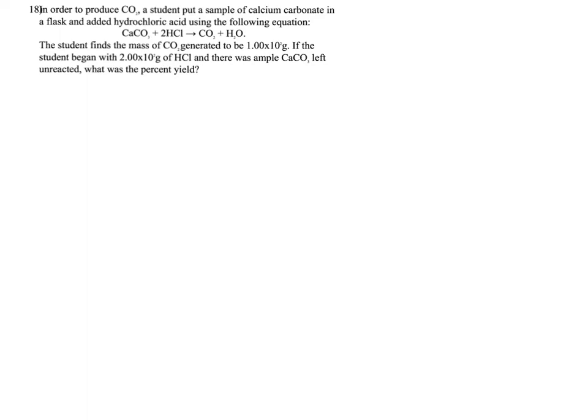Okay, our first percent yield problem, number 18, or sorry, the second percent yield problem. In order to produce carbon dioxide, a student put a sample of calcium carbonate in a flask and added hydrochloric acid using the following equation. CaCO3, calcium carbonate, plus 2HCl yields CO2 and H2O. Okay, producing CO2, calcium carbonate, and hydrochloric acid. You should know that this is your calcium carbonate, and you should know that this is your hydrochloric acid.